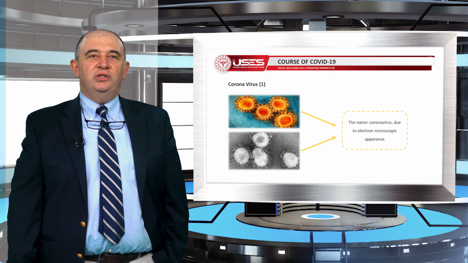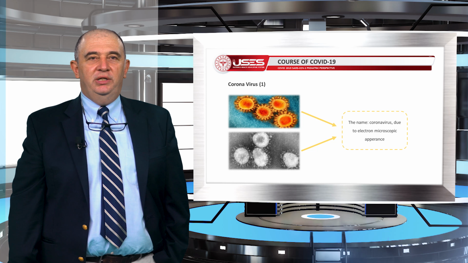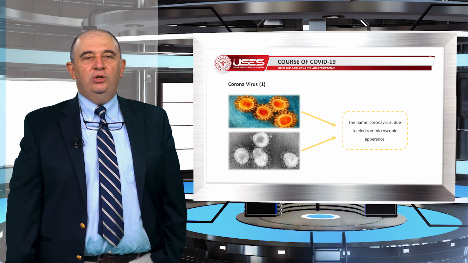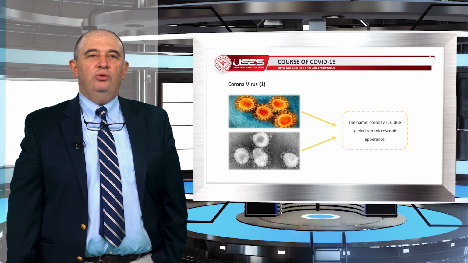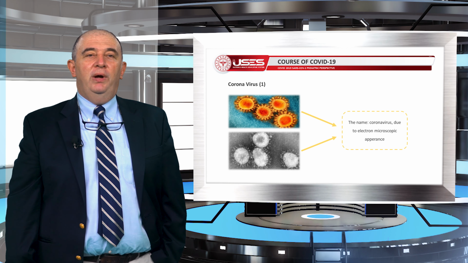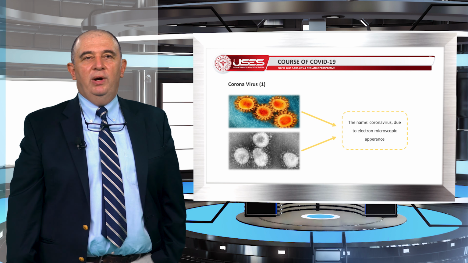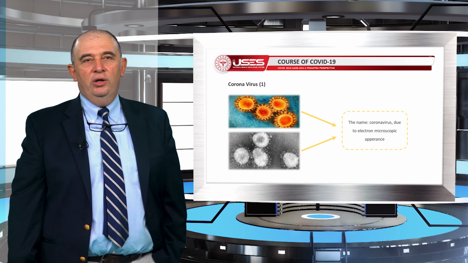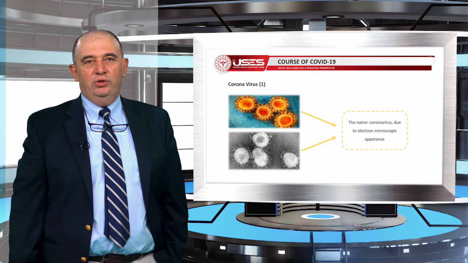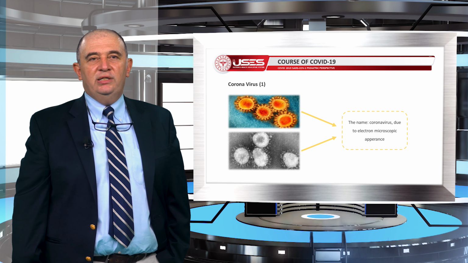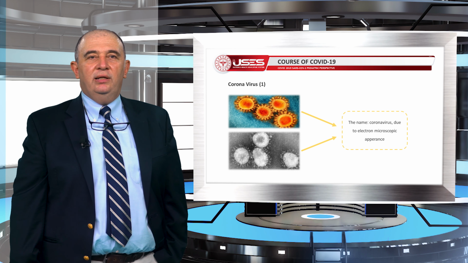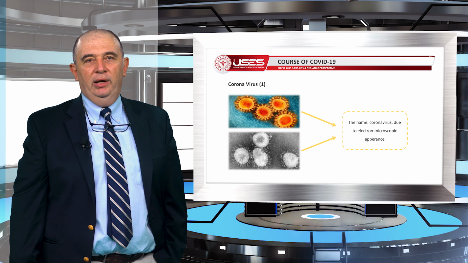The etiologic agent of COVID-19 is a coronavirus. The name comes from the scanning electron microscope appearance of the virus. Under the scanning electron microscope, the virus looks like a corona. So the name is coronavirus. And the coronavirus family is a very big family. There are at least 1,500 types of coronavirus in this family.